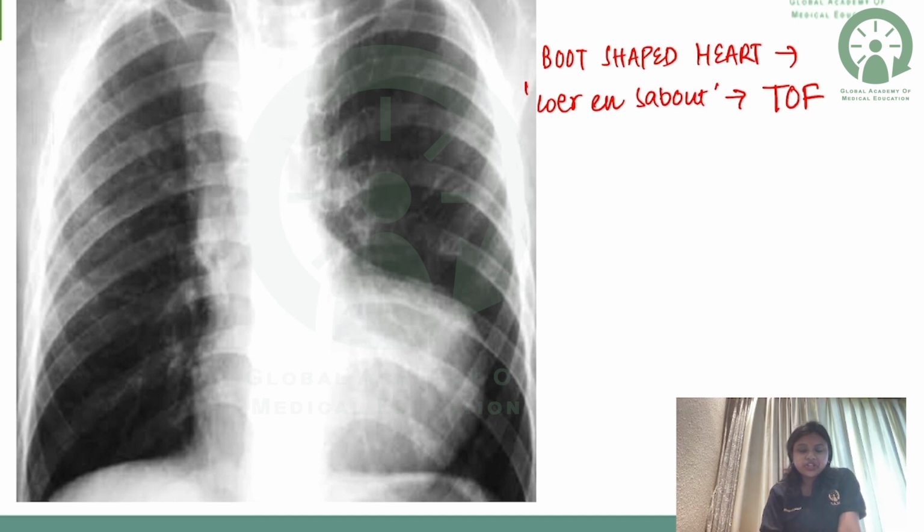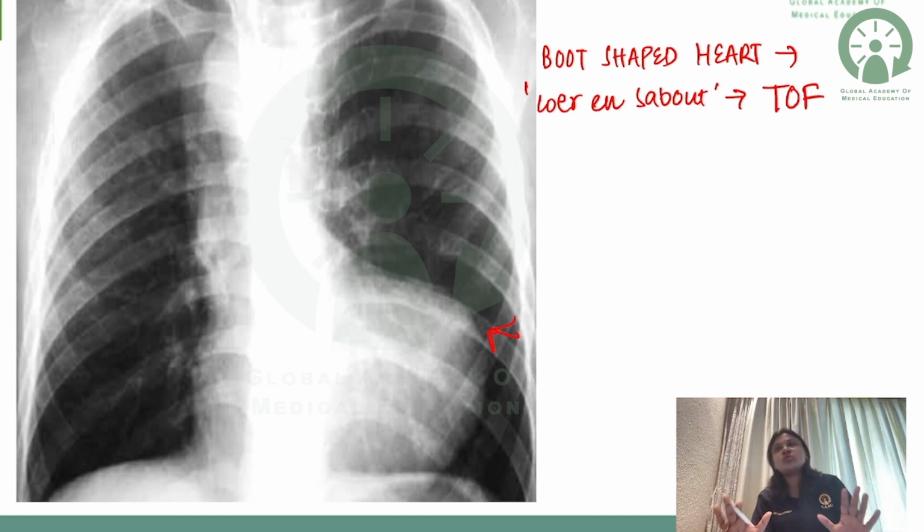Now, can you appreciate, first look at the lung field. Are they appearing lucent or black? There is less bronchovascular markings. So this is known as pulmonary oligemia. Now look at the apex. The right ventricular apex is turned upwards. There is a concavity up. So this is a shaping like a boot. So that is why it is known as boot-shaped heart.